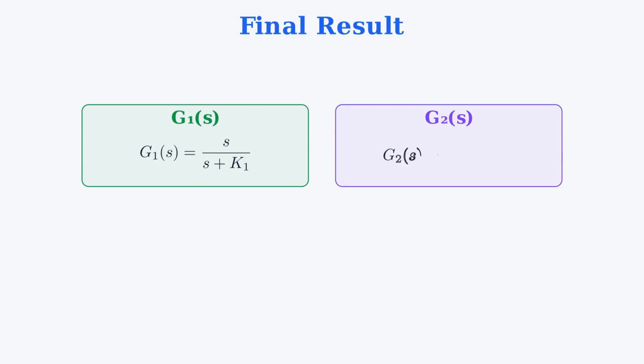Here is the final answer. G1 of S equals S divided by S plus K1. G2 of S equals K2S plus K3 divided by S squared. Let us verify this makes sense.